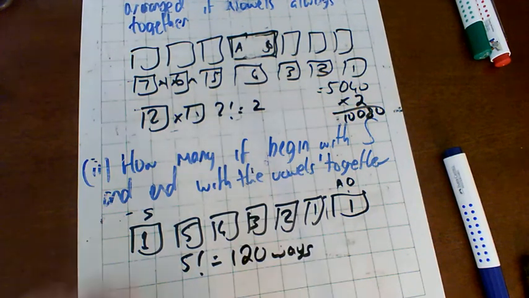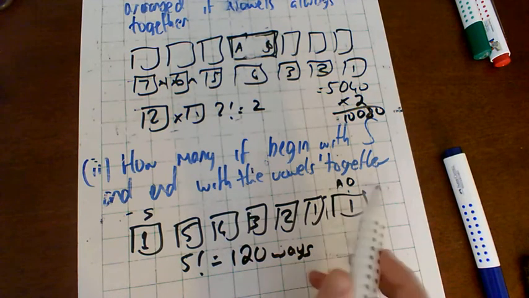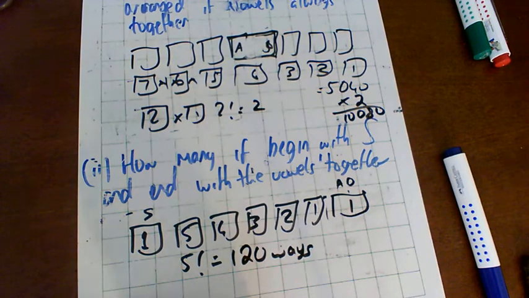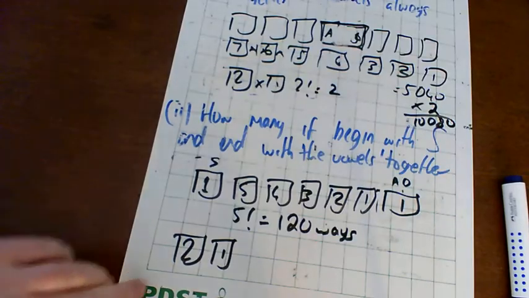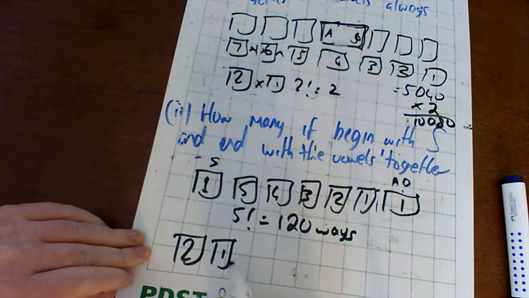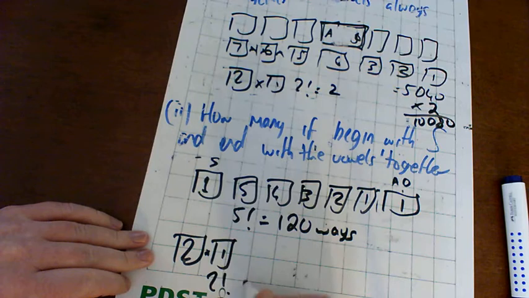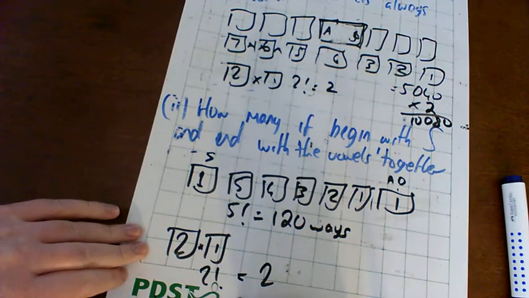However, again, as in the last part, the O and the A can be switched around to be A and O or O and A. So there's two ways. The reason I'm showing you this instead of just multiplying by 2 is because if there were 3 things together, it would be 3 by 2 by 1, which is actually 6. So 2 by 1, or 2 factorial, is equal to 2. So we multiply those, so there's 240 ways.